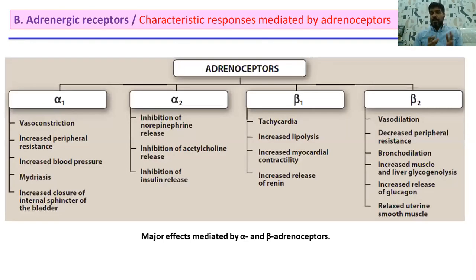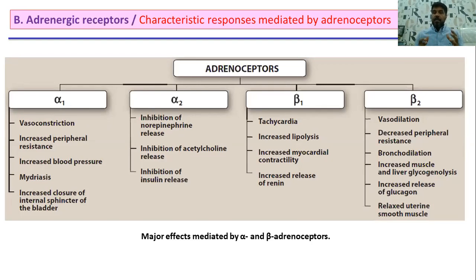This table is very important, and I would recommend that you keep this table in your mind, because we are going to need this table in the next few lectures and even next year, inshallah. So this table summarizes the distribution of adrenergic receptors, whether they are alpha 1, alpha 2, beta 1, or beta 2. It summarizes the locations or distribution of each receptor, and the physiological action or function of each receptor.